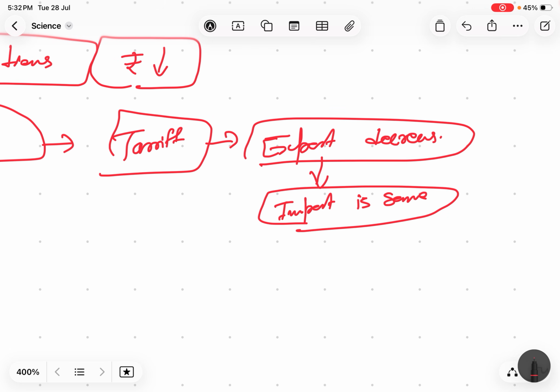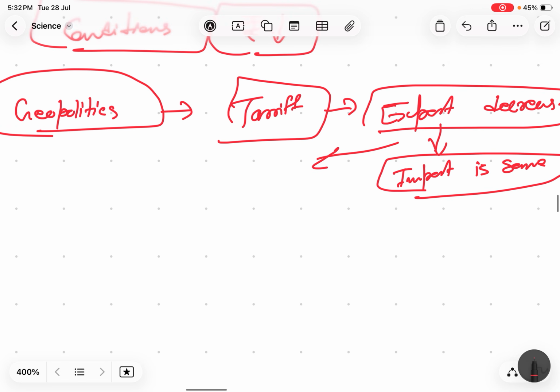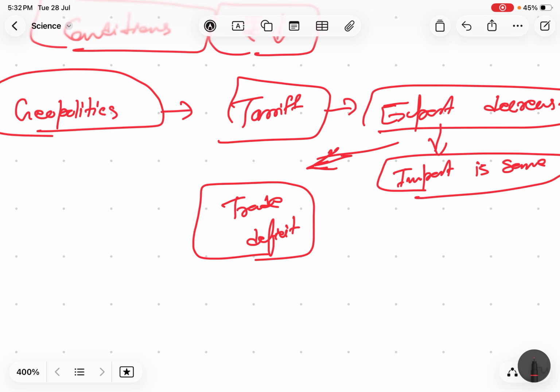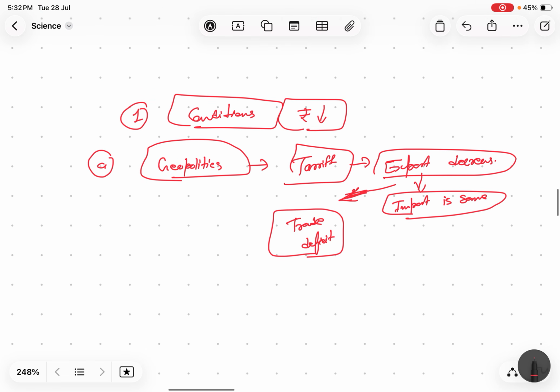And we have that trade deficit. It means that we import more, which means we need more dollars. And when we need more dollars, it means that our currency is getting depreciated. So this is one concept.